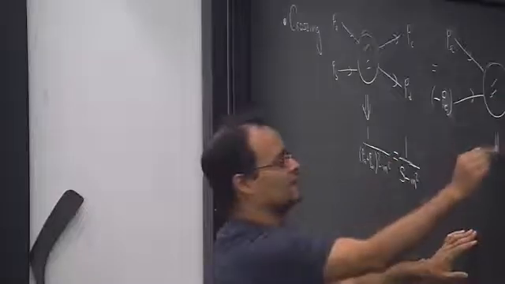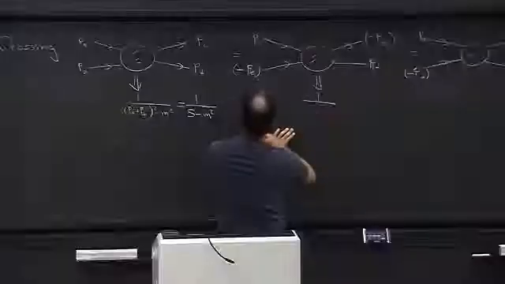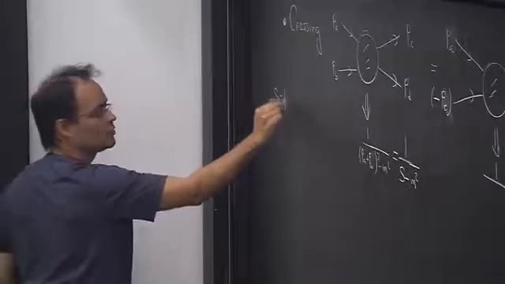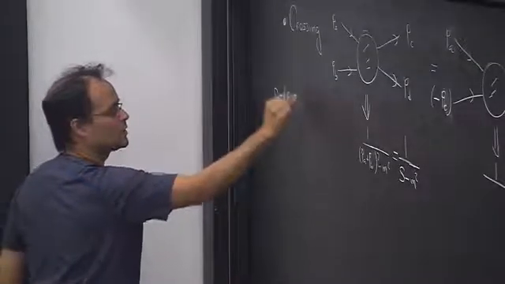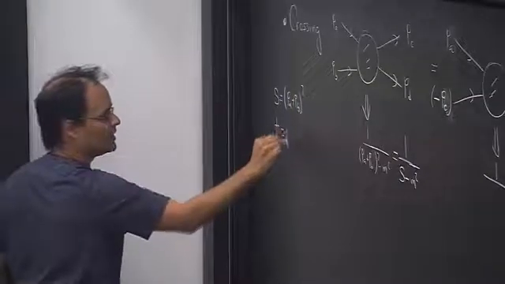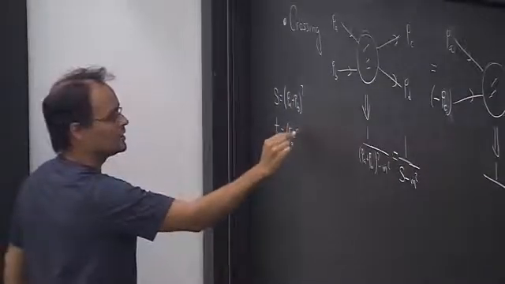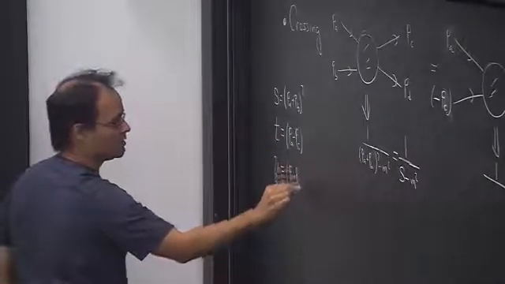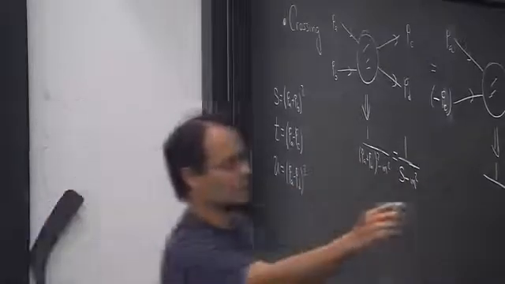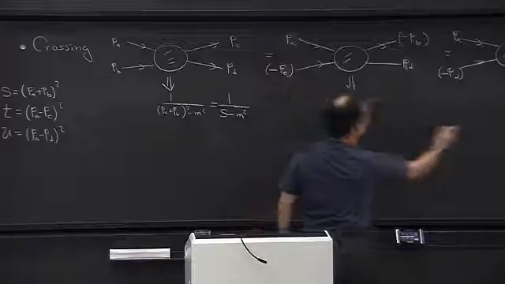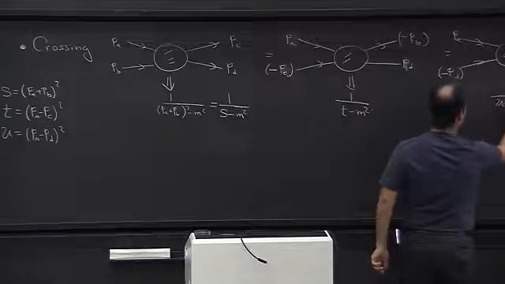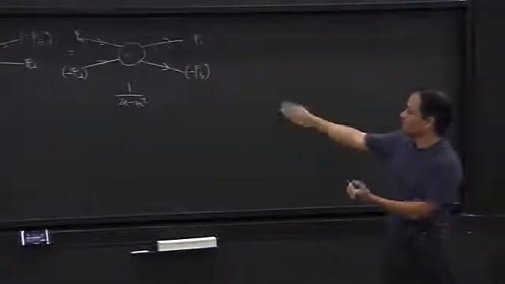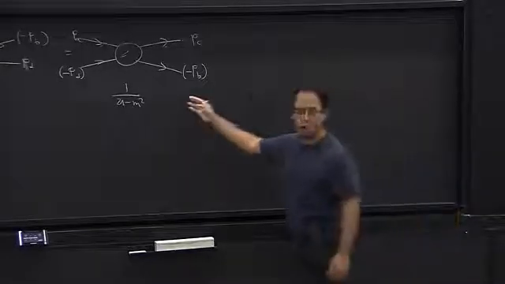In this case, we get a pole of the form, so maybe I should define it here. S is going to be (PA plus PB) squared. We define T to be (PA minus PC) squared, and U to be (PA minus PB) squared. So here we're going to get a pole of the form 1 over S minus M squared, and here a pole of the form U minus M squared. Okay? So crossing tells us that the same rational function must have all 3 poles.